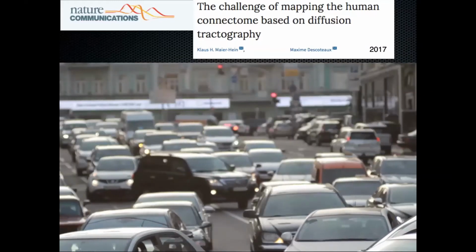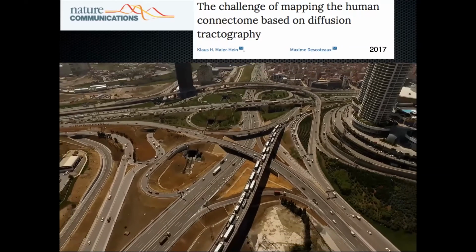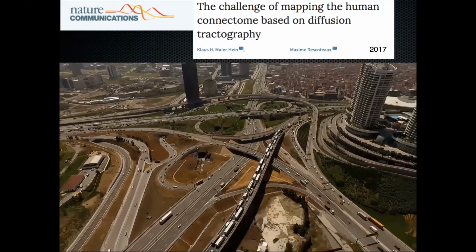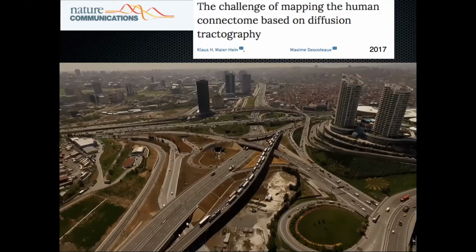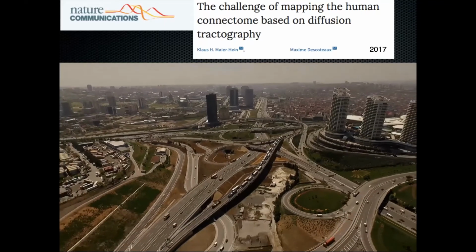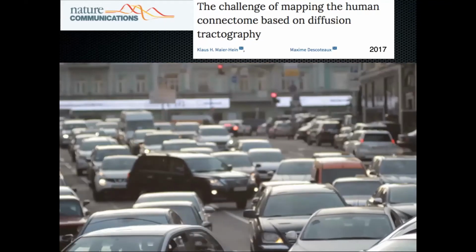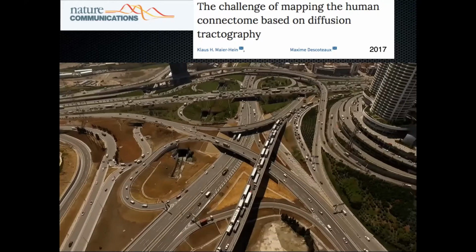I want to take the next 20 minutes to highlight how geometry and topology can help us try to improve tractography and improve mapping of the connectome. I don't want to have just a depressing message today. I want to focus on problems, but also on solutions to these problems that have appeared in recent years.